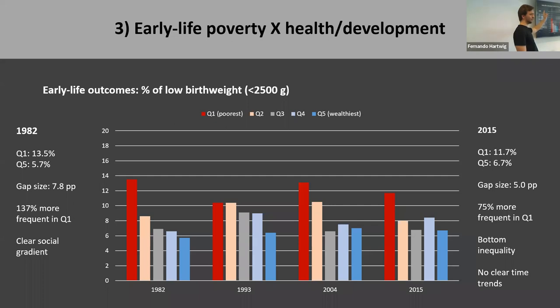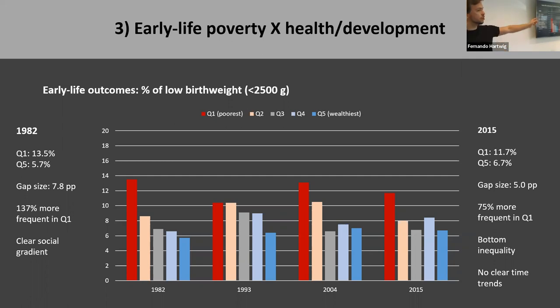And this is a bad outcome. So that's why the association is reversed in comparison to the previous one. If we go to 2015, we see a different pattern of inequality, what we call bottom inequality, where the poorest subset is worse than all others. And that's what we see there, right? We see in 2015 a higher prevalence of low birth weight in the poorest subset. And in the other ones, it's pretty much the same, sort of going up and down as we go through all the other groups.